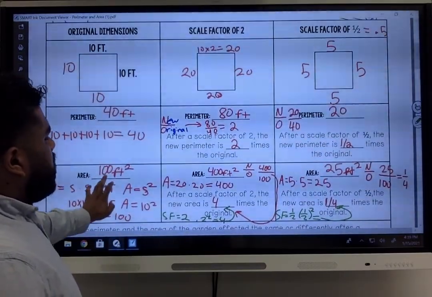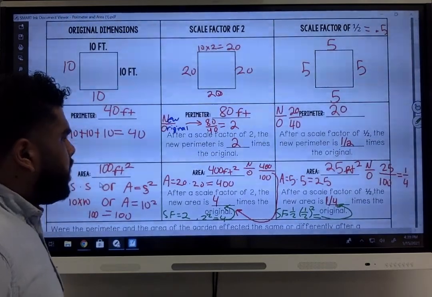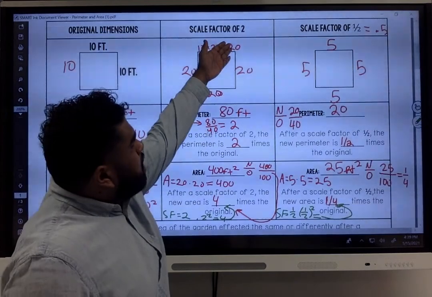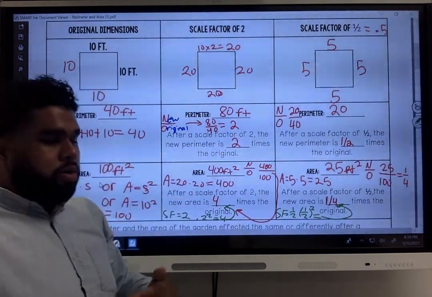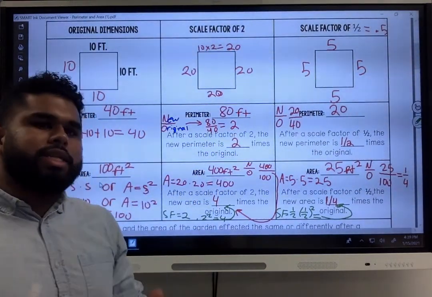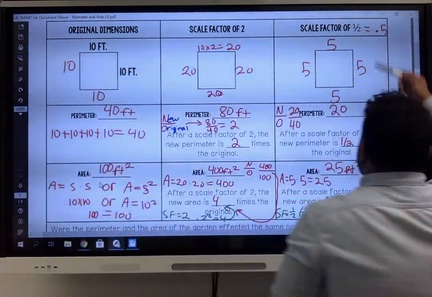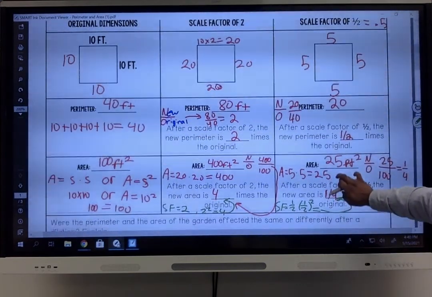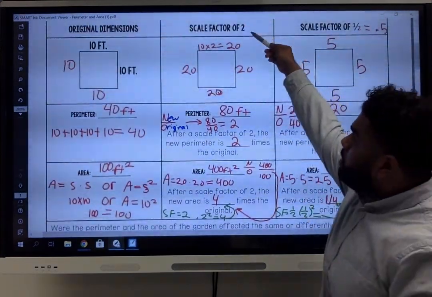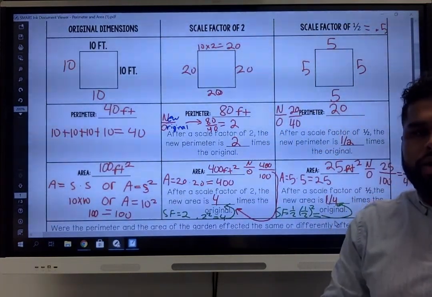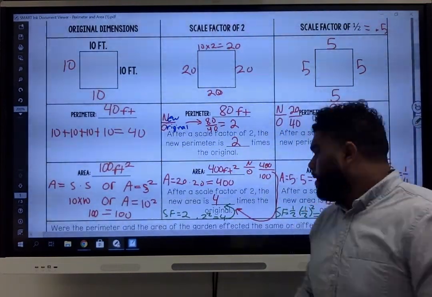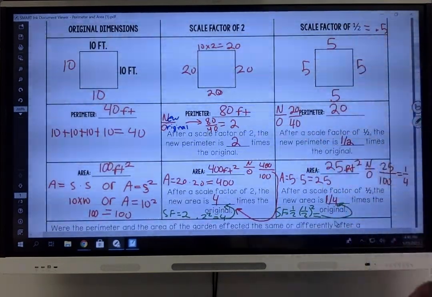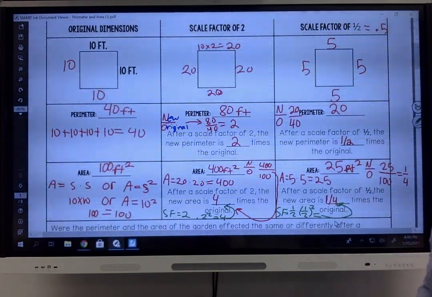So, again, our scale factor was 2, okay? The new perimeter was 2 times the original. Do you notice how the scale factor and the amount of times it is bigger or smaller than the original is the exact same? Okay, same goes over here. Look, scale factor is 1/2. The new perimeter is 1/2 the original. Okay, and then the area, we take the scale factor and we square it. 2 squared is 4. 2 times 2 is 4. Okay, that's why the new area is 4 times the original. 1/2 squared is 1/4. Okay.